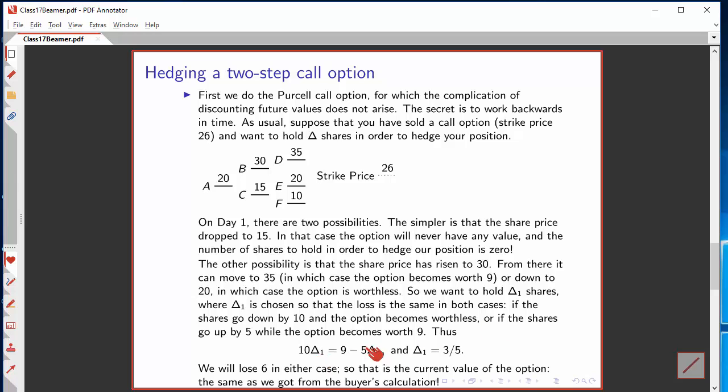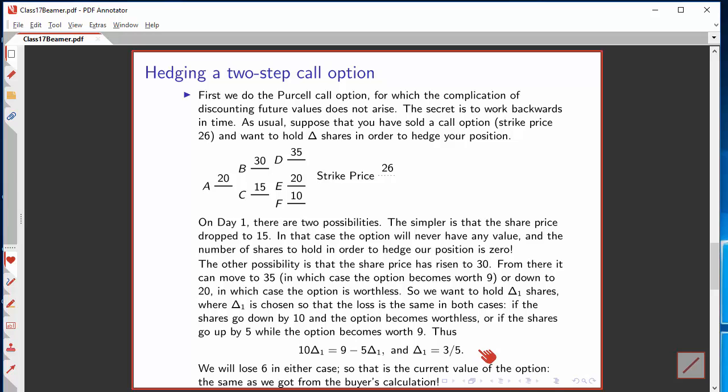If the shares go up by 5, we lose 9 because we have to pay off the call option. On the other hand, that loss is partially mitigated by the fact that the delta 1 shares we bought have gone up in value by 5. This turns into 15 delta 1 equals 9, or delta 1 equals 3/5. We can figure out our loss in either case.